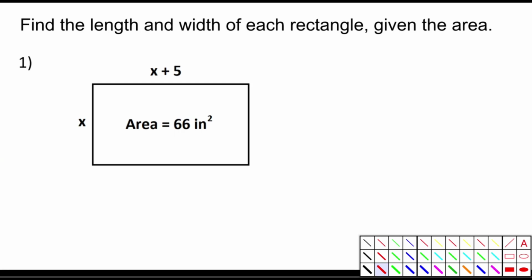Problem let's try. It says, find the length and the width of each rectangle given the area. So we know in this problem what the area is. Perfect. The area of this rectangle is 66 inches squared. We also see some side lengths there. We've got one side length x and the other one is x plus 5.